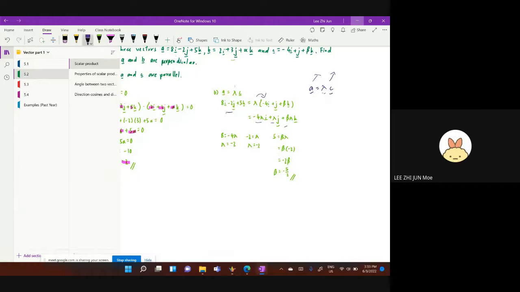First we find the value of lambda. Compare the left hand side and right hand side: 8 equals negative 4 lambda, so lambda will be negative 2. If you don't write it, it's also fine; I just write it out here to show that lambda equals negative 2. So 5 equals beta lambda. Lambda is negative 2, so negative 2 beta, and beta will be negative 5 over 2. So here's the solution.